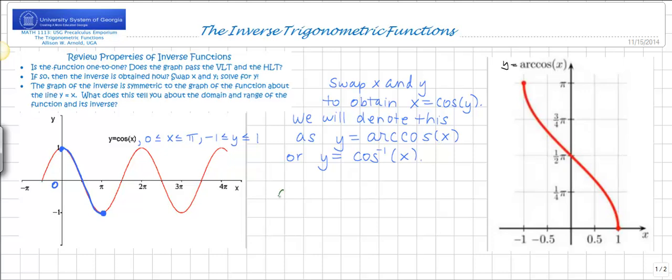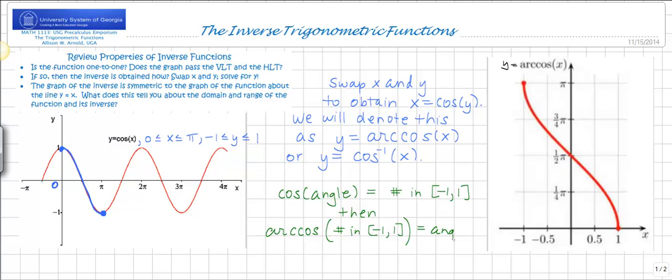If cosine of an angle is a number in the interval -1 to 1, then inverse cosine of a number in between -1 and +1 will be an angle in only the designated interval that we've chosen to make the piece one-to-one. Okay, so that is why the inverse trig functions themselves are not periodic, because basically what you see, and to the right here, is what you see is what you get.